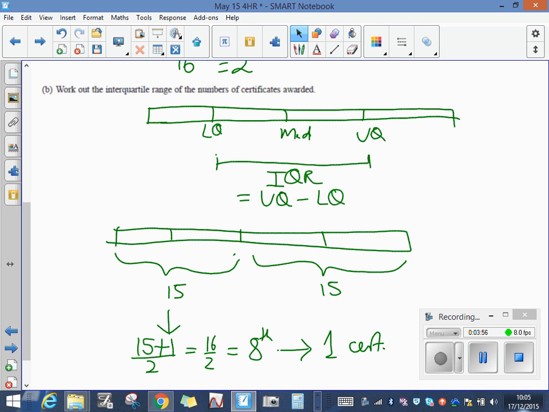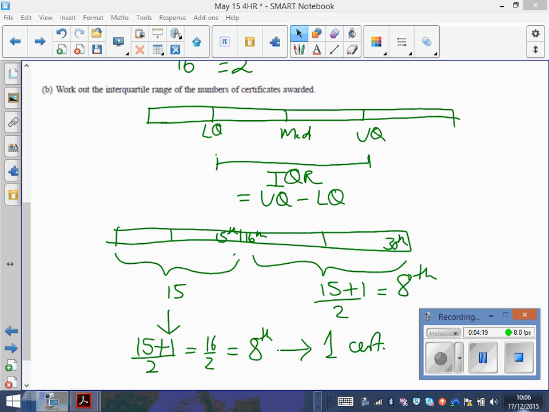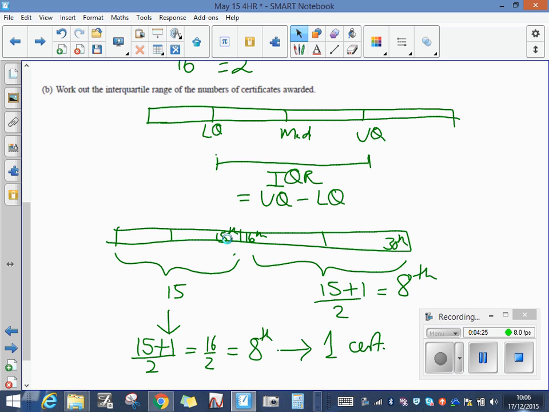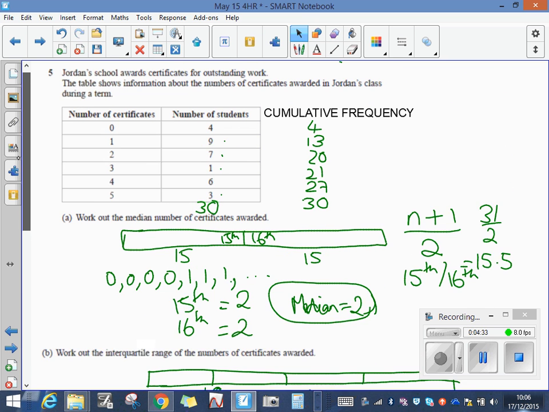Okay, now I'm going to do the same for the top half. For the top half here, 15 plus 1 divided by 2 comes out to 16 over 2, which is the 8th. What I'm looking for is the 8th student in this top half. We know that the 15th student was there. Here we have the 16th student. So from the 16th to the 30th student, the easiest way to think of this is for the 8th student in the second half to think of it as the 15th student plus the 8th student. That comes out as the 23rd. So what we're looking for is how many certificates the 23rd student got.